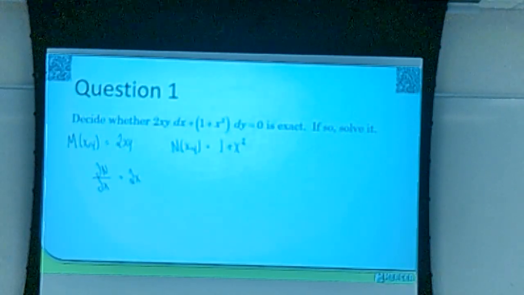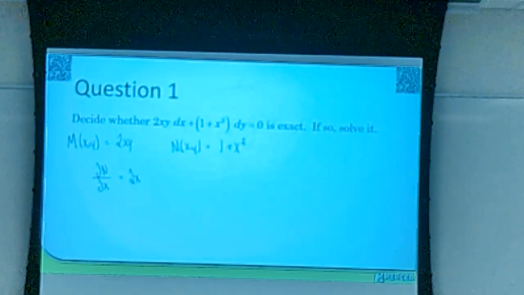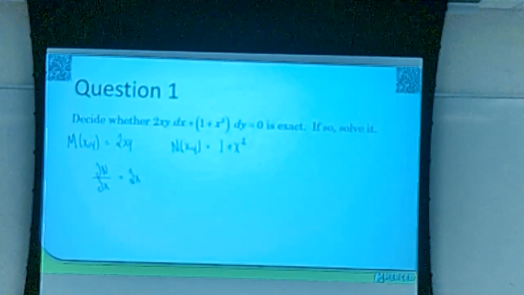Right? And what if that was a y instead? What if that was y plus x squared? What would the partial with respect to x be? Same thing, y. When you take the partial, you treat all other variables as constant.